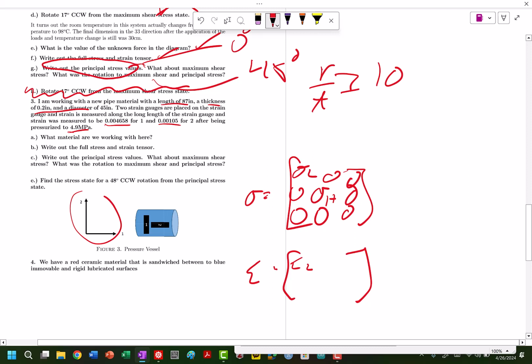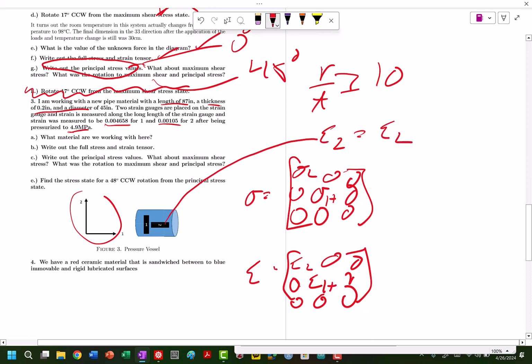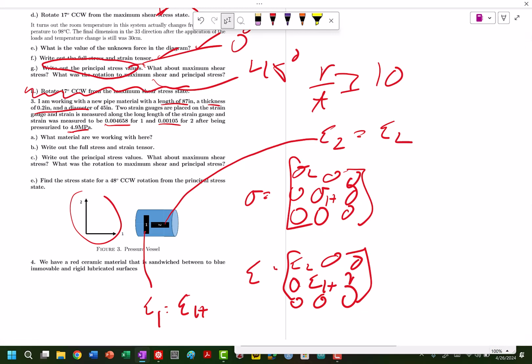So we have the strain longitudinal, strain in the hoop. In this scenario, our strain in the 2 direction, in the 2 strain gauge here. So this strain in the 2 strain gauge is equal to the strain in the longitudinal. This strain in the 1 strain gauge is equal to the strain in the hoop. So now we can use these equations to solve for everything else that we want here.